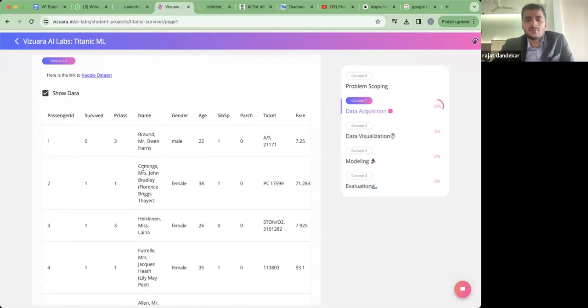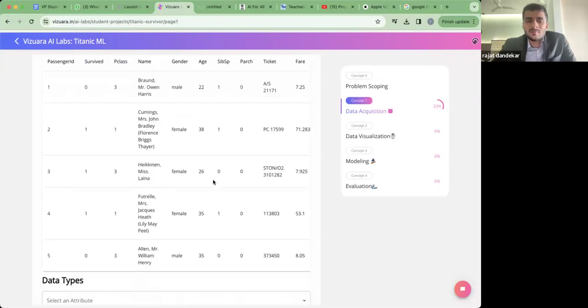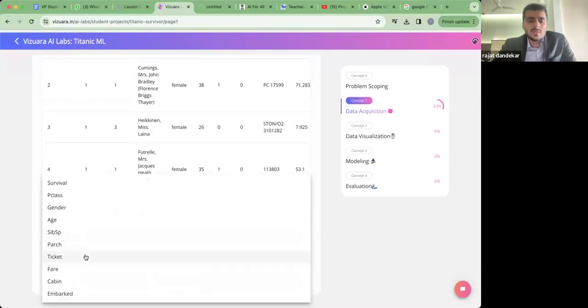Whenever you see a data set, always look for the columns first. So for example, here there are up to 10 columns. We have passenger ID, survived, P class, name, gender, age, SIB SP, parch, ticket, and fare. All of you might be wondering what is the meaning of these attributes. We'll be slowly coming to that. So here, let's have a look at all of them in detail.